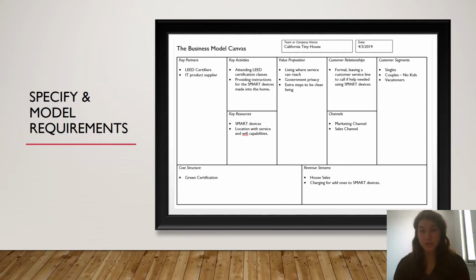Customer relationships: formal, leaving a customer service line to call if help is needed using the different smart devices. The different channels would be marketing and sales. The revenue streams would be house sales and possibly charging add-ons to use the different smart features or devices. And lastly, the customer segments will be singles or couples with no kids, just because it's a smaller space.